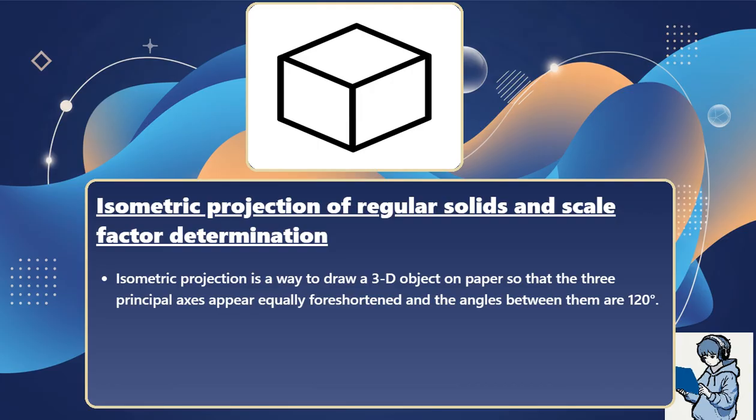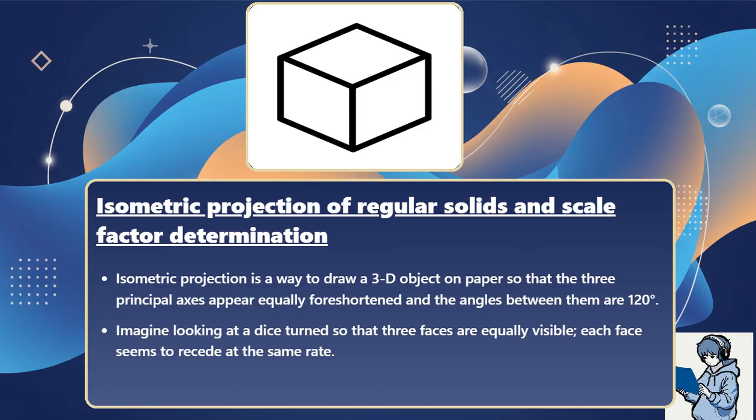Isometric projection is a way to draw a 3-dimensional object on paper so that the 3 principal axes appear equally foreshortened and the angles between them are 120 degrees. Imagine looking at a die turned so that 3 faces are equally visible. Each face seems to recede at the same rate.